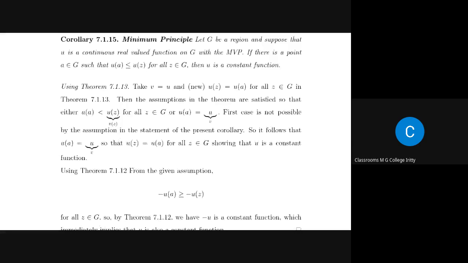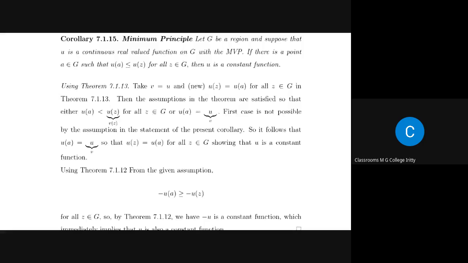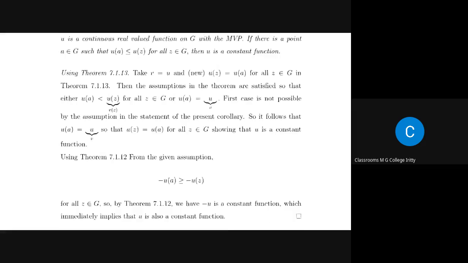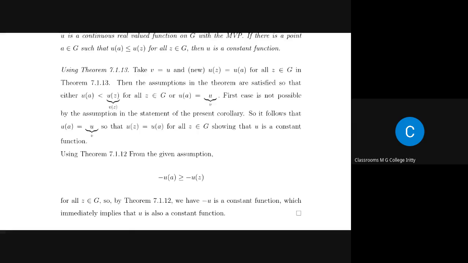Now, by maximum principle first version, from the statement of this minimum principle, we have there is a point A belongs to G such that U of A less than or equal to U of Z for all Z belongs to G. Therefore, minus U of A greater than or equal to minus U of Z. Therefore, by first version of maximum principle, minus U is a constant function. This clearly implies U is a constant function.